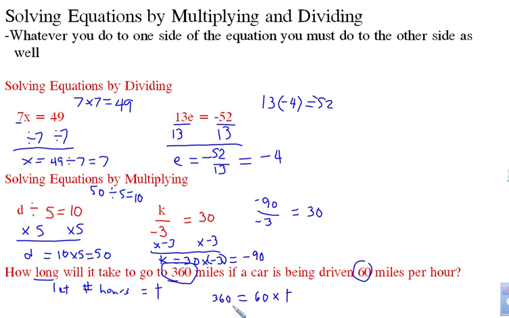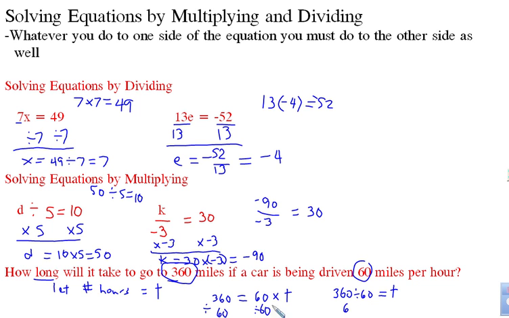And I do the exact same thing I did before. Divide by 60 on this side, divide by 60 on this side. And what do I end up with? Over here I'm just going to write it down: 360 divided by 60 is equal to, well, 60 times t divided by 60, that's just going to be t. So 360 divided by 60, that's just going to be 6.